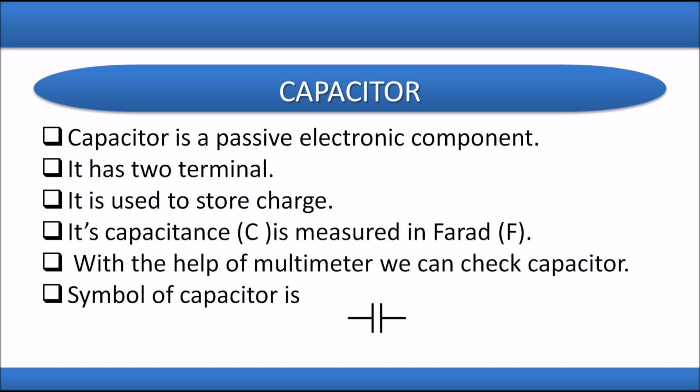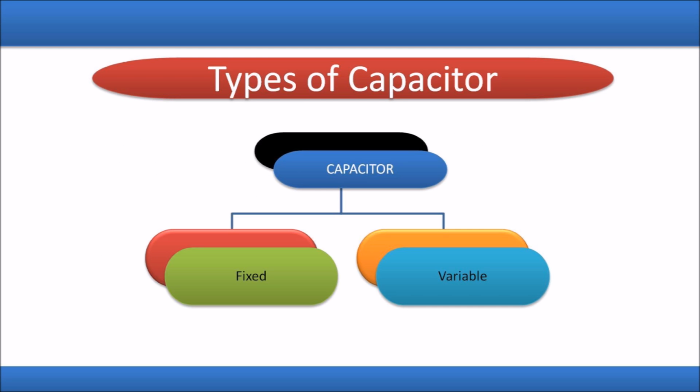Now let us learn how many types of capacitor. There are different types of capacitor, but we classify in two types. First is fixed and second is variable capacitor. Fixed capacitors are those whose value cannot be changed. Variable capacitors are those whose value can be changed. Its value cannot be fixed. As per requirement, we can change its value.